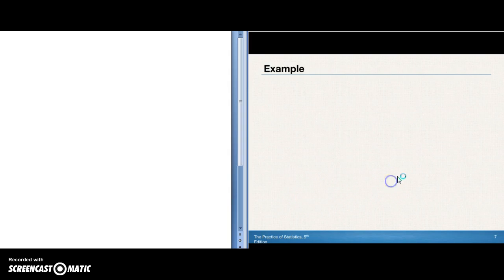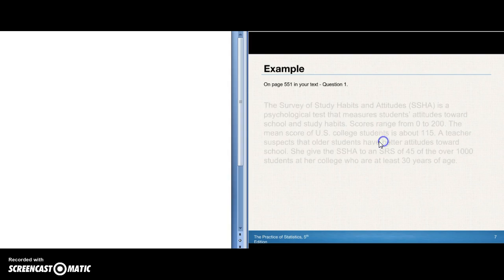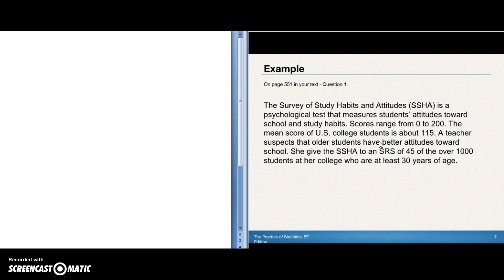So let's just do a quick example. This example, if you wanted to look in your textbook, you could, but here it is. A survey of simple habits and attitudes, SSHA, is a psychological test that measures students' attitudes towards school and study habits. Scores range from 0 to 200.